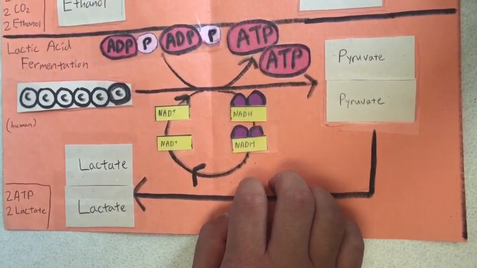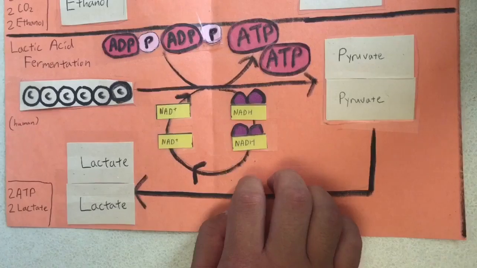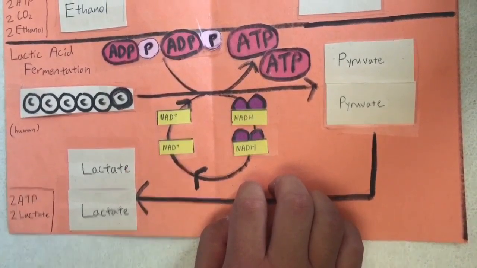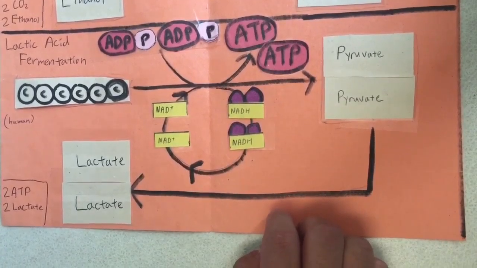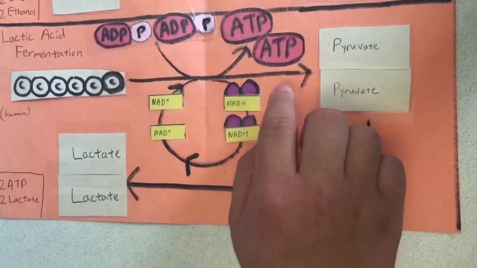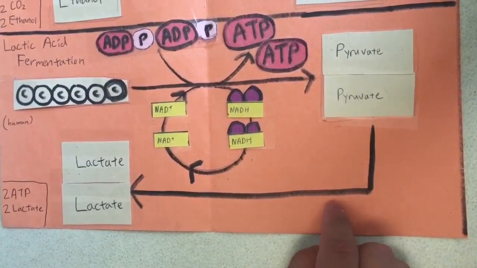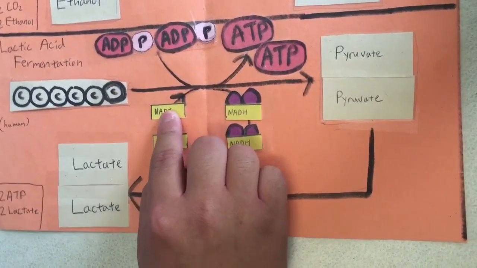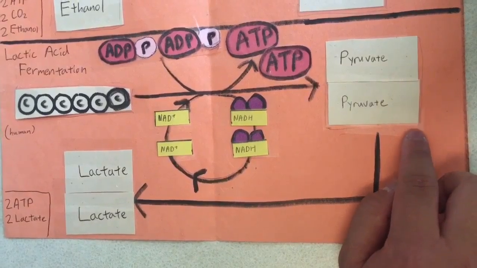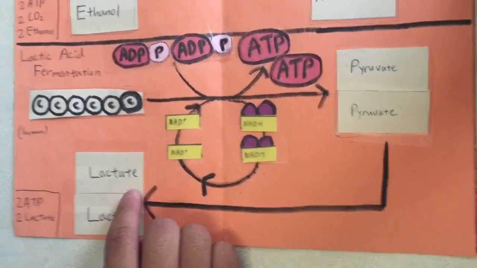Since this is an anaerobic process, oxygen will not be present, and thus oxygen will not be the final electron acceptor. Instead, pyruvate will be. NADH is oxidized, and the pyruvate is reduced, causing NADH to give up its electrons and recycle back to NAD+. The pyruvate with electrons is then made into lactate.